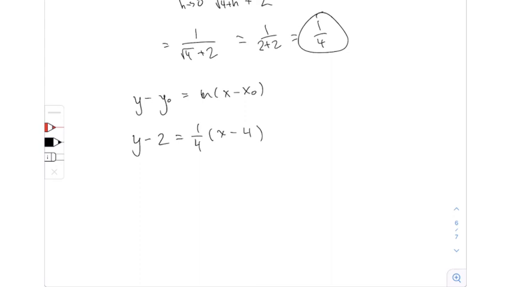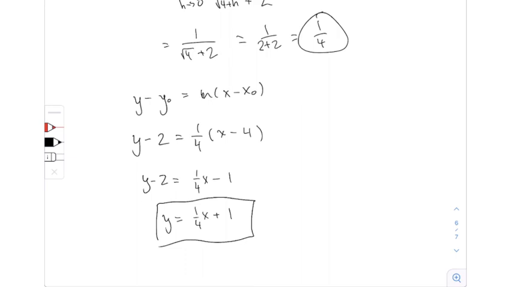If you like, you could rearrange this so that it looks like a standard mx plus b format. If you want to do that, it would say 1/4 x minus 1, if I distribute the 1/4 there, and then solve for y, 1/4 x plus 1. This is the equation of the tangent line.